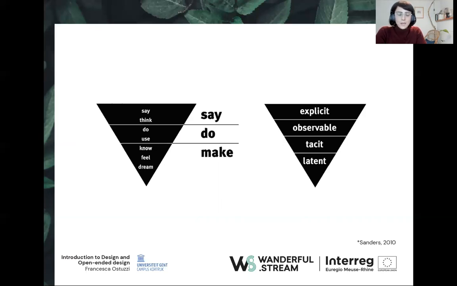And then we reach a higher depth about what they really feel and dream, which is really often tacit and latent. So to give you an example, if I ask a test user something, he or she might say what he or she thinks will be done in the real situation. But if I put the person in front of, for example, a prototype, well, the person then will act more spontaneously in a way that maybe was unexpected also for him or her.